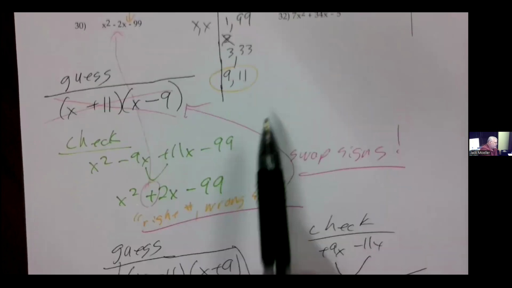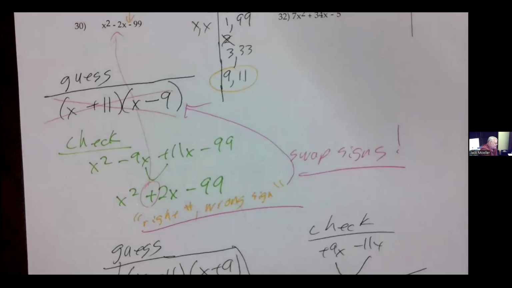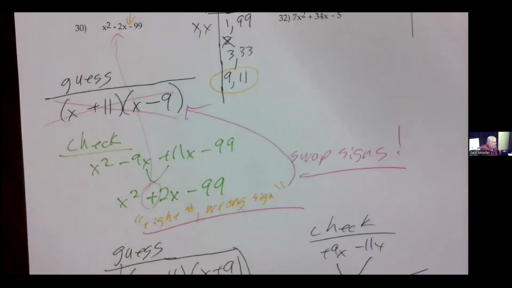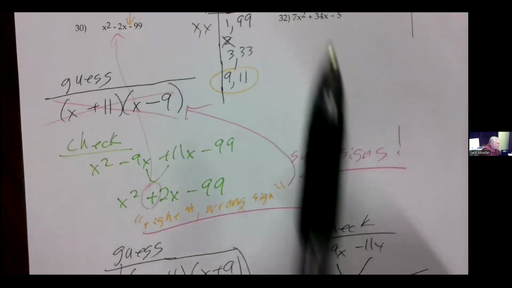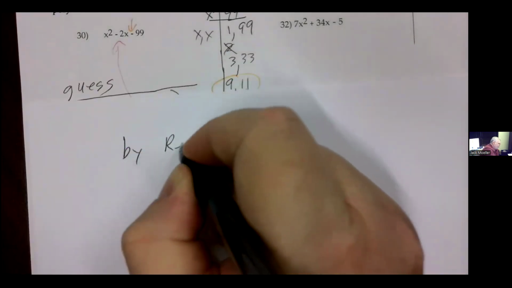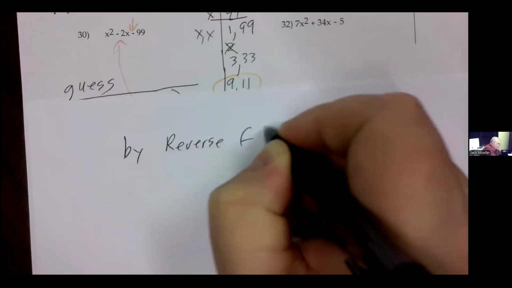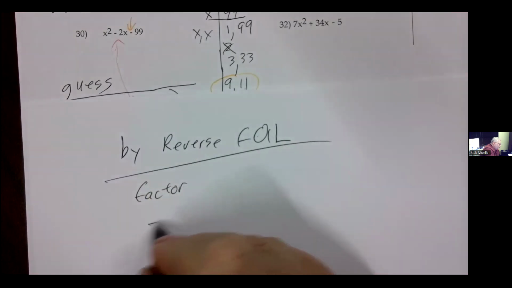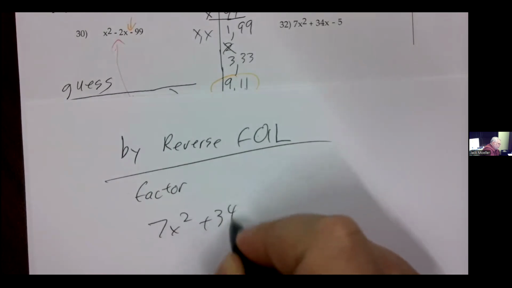So hopefully you're kind of seeing the benefit of this systematic approach. And again, as long as there's a 1 for the x squared, it tends to make our life a little bit easier. All right. Let's see. I want to do 32 both ways, so let's do that one next. So by reverse FOIL, we're going to factor 7x squared plus 34x minus 5.